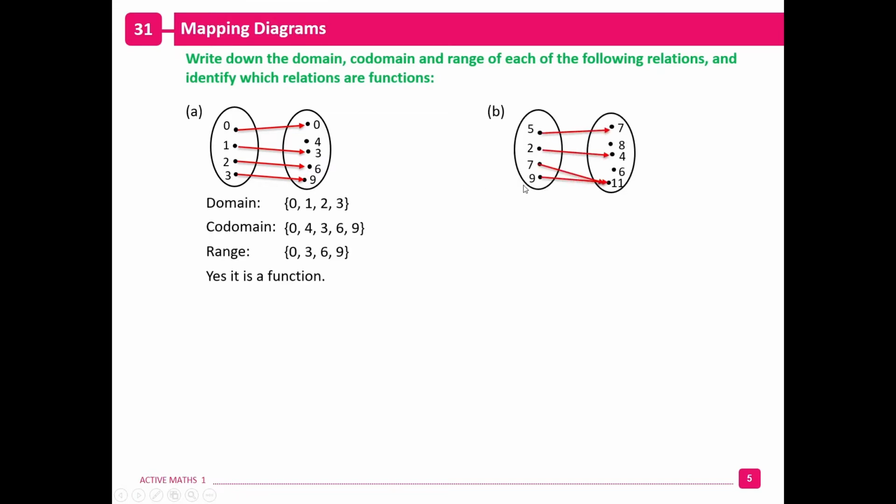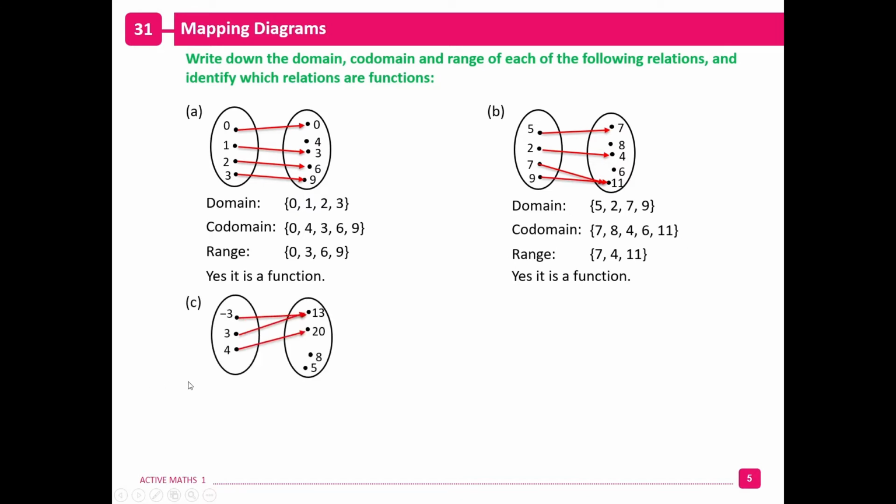B. The domain, the codomain. The range is just the 3 outputs at the end of our arrows, 4, 7, and 11. Is this a function? We've got many to 1. That's okay. Yes, it's a function.